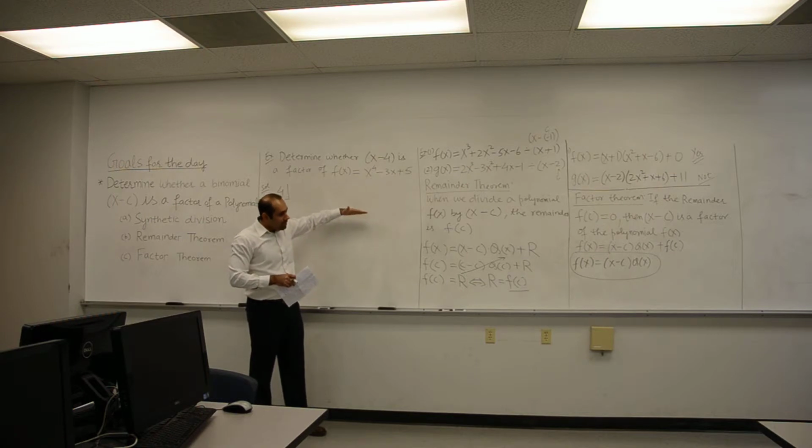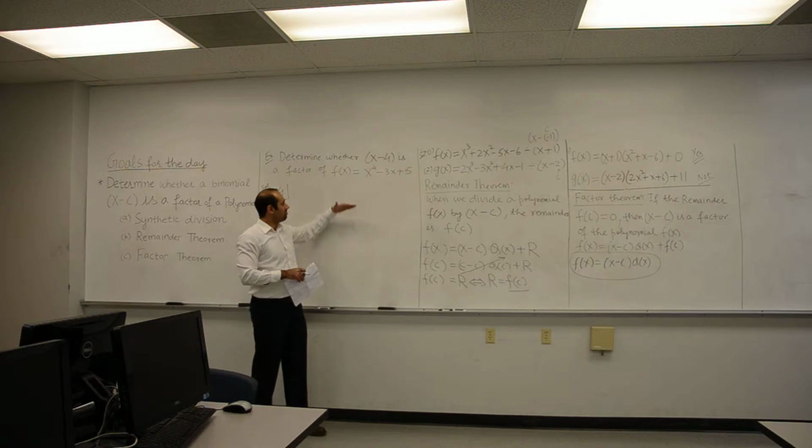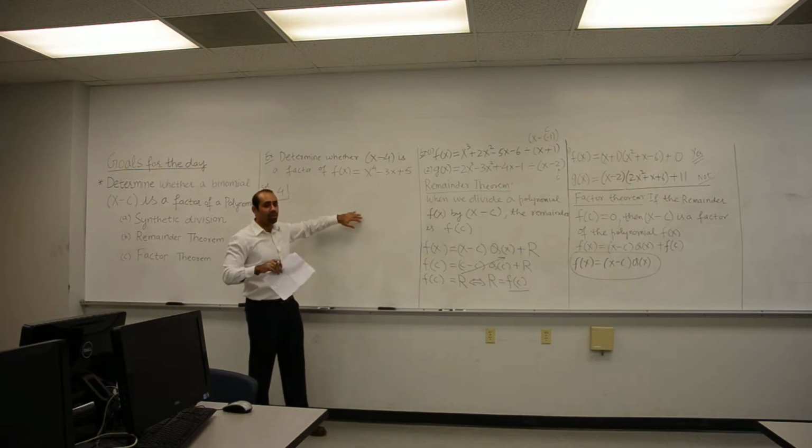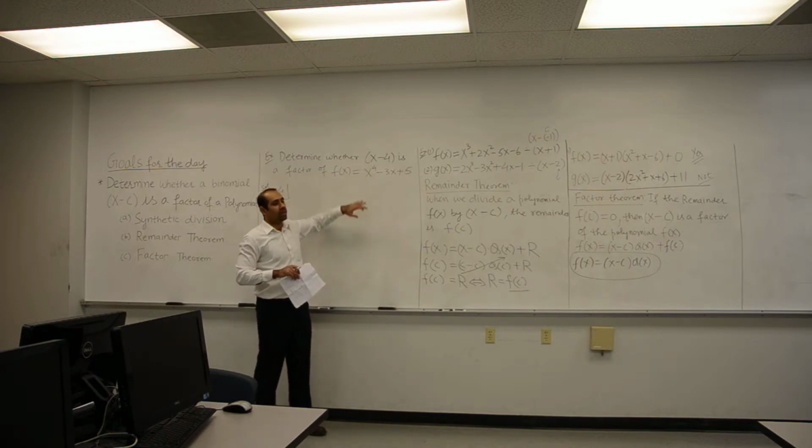And then once we have the remainder, we are going to go back to our factor theorem, and we're going to say that using the factor theorem, if the remainder is 0, then this is a factor of that polynomial. If the remainder is not 0, then this is not a factor.